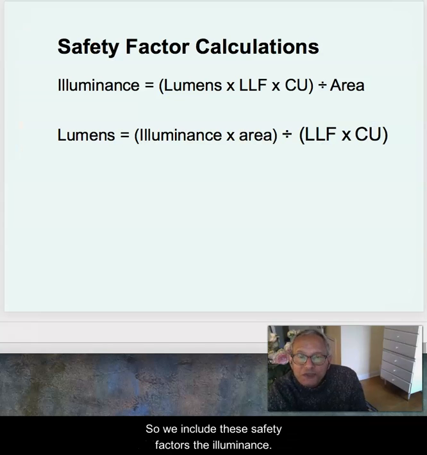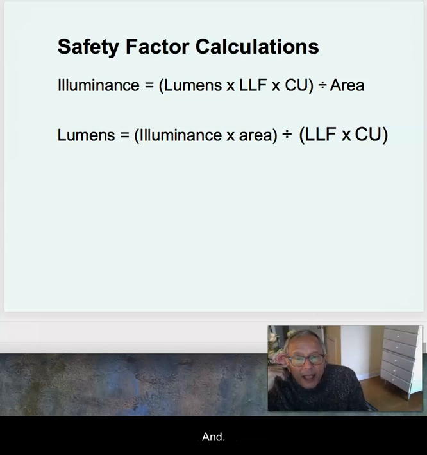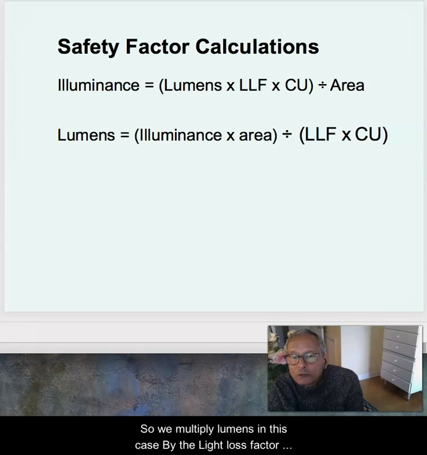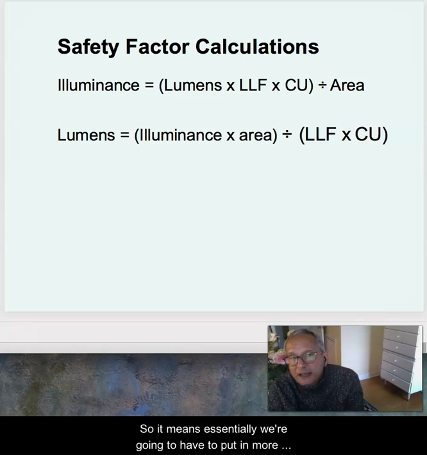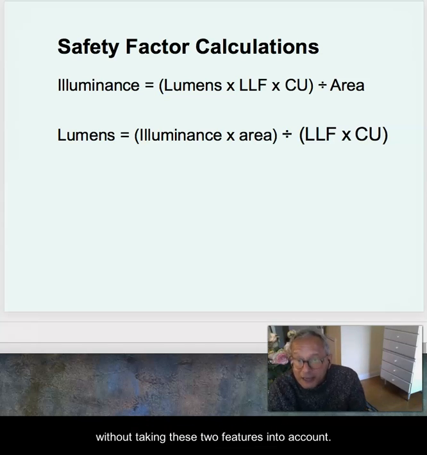So we include these safety factors, the illuminance and the lumens generated. So we need to generate, we multiply the lumens, in this case, by the light loss factor and the coefficient of utilization over the area. So it means essentially we're going to have to put in more lights than we did when we just did a raw calculation without taking these two features into account.